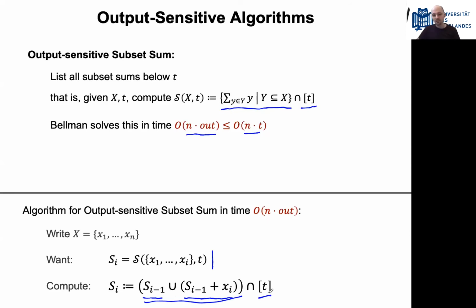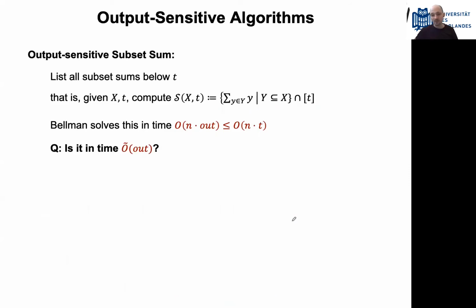Now in each round, the size of the set S_i is at most the final output size, out. This shifting and taking the union can be implemented in linear time. Basically, this union is like the merge step in merge sort. So the total running time will be order n times out.